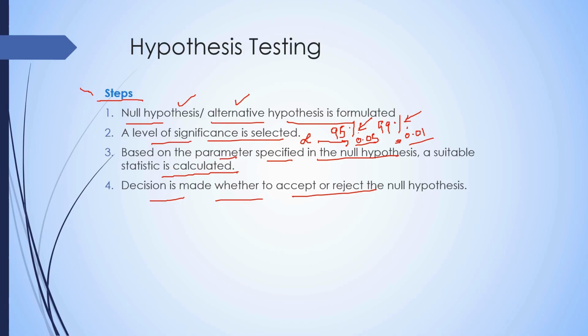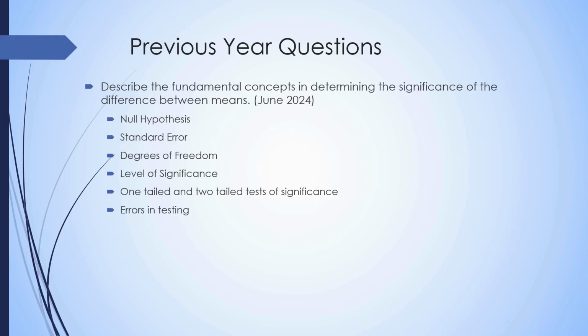So this was the theory part that you need to know about inferential statistics. Next, we have previous year questions. We'll discuss some of the previous year questions. The first one that I wanted to discuss is the June 2024 question that says, describe the fundamental concepts in determining the significance of difference between means.